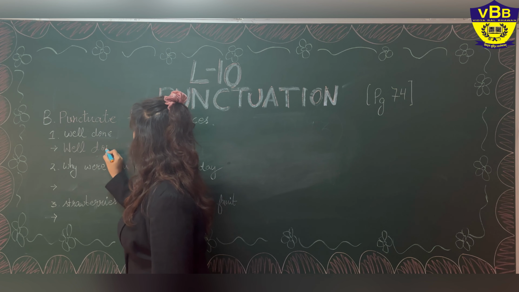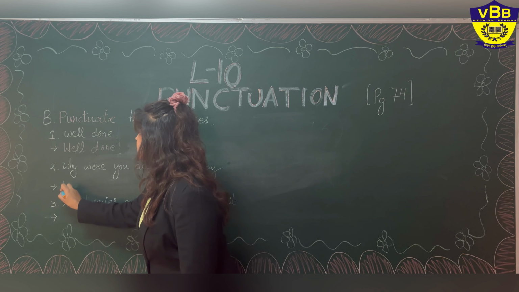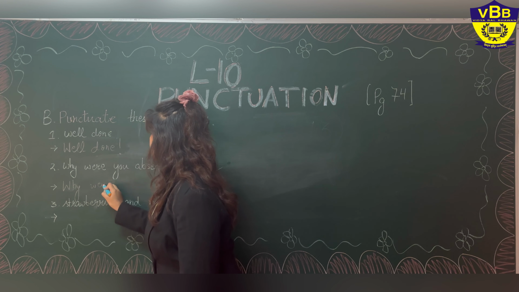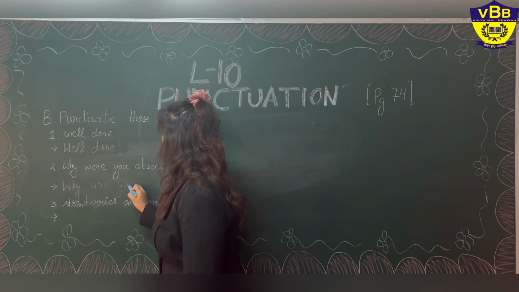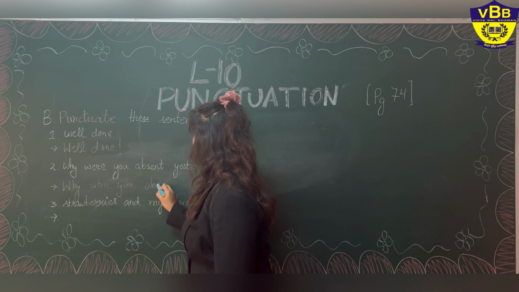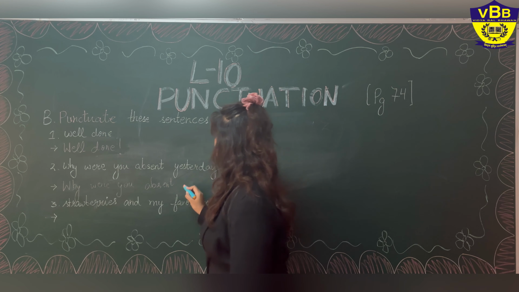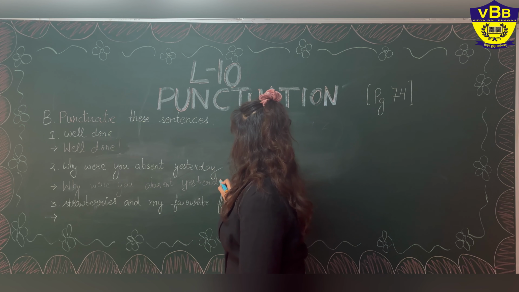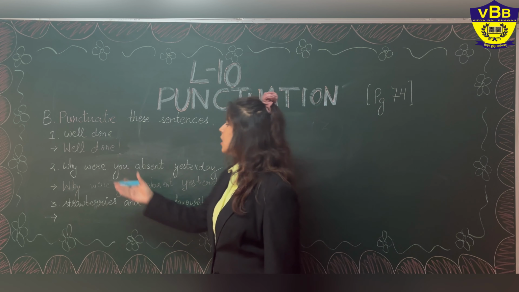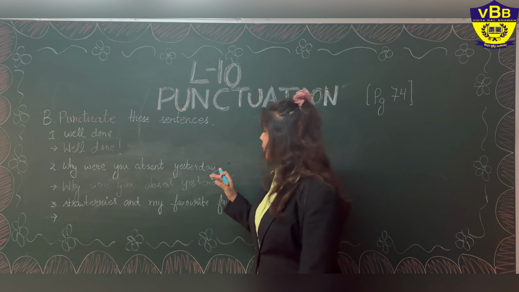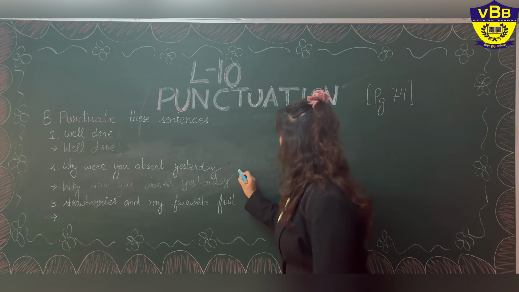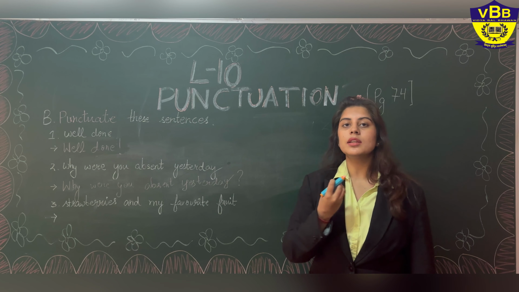Second one, why were you absent yesterday? So first thing, you have to write the first alphabet, it should be capital. So W, H, Y, were you, A, B, S, E, N, T, absent, Y, E, S, T, E, R, D, A, Y, yesterday. Why were you absent yesterday? What mark is going to go over here? It's going to be a question mark. Why so? Because this is a question. You are asking a question to everyone.